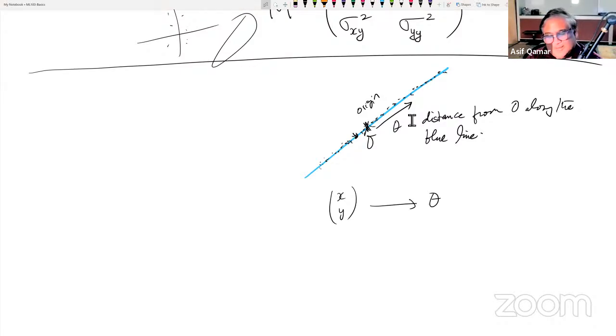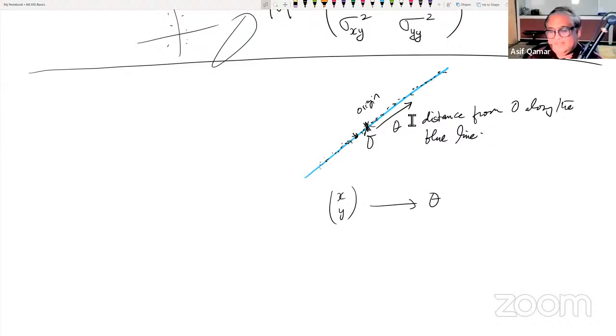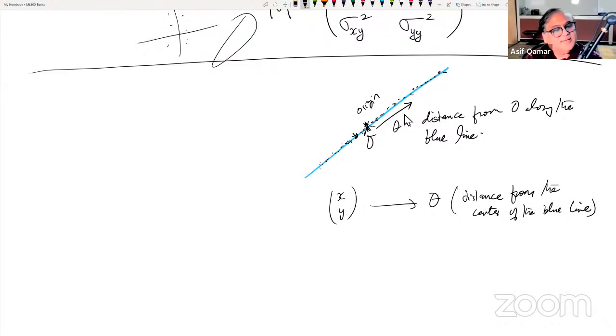Does it make sense, guys? Do you see the intuition there? It just becomes a distance from the origin. Simply the distance from the center of the blue line, in the positive or negative direction. And so this is again a case of dimensionality reduction, because this was two-dimensional data and this is one-dimensional data.